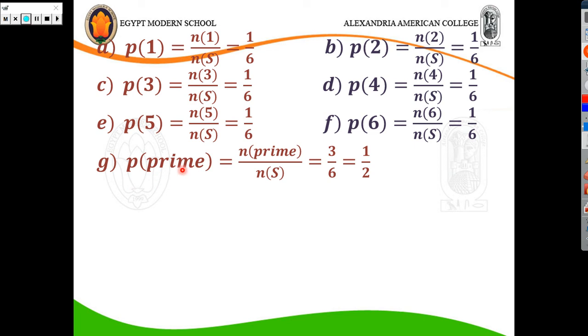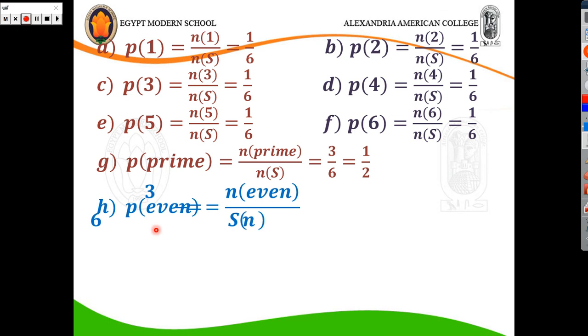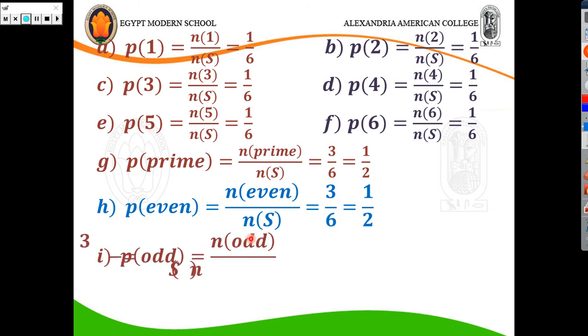Now the probability of prime. Which numbers from 1 to 6 are prime? 2, 3, 5. We have 3 numbers, then 3 over 6 is half. Probability of even: how many even numbers from 1 to 6? 2, 4, 6. 3 numbers, then 3 over 6 equals half. Probability of odd: 1, 3, 5. 3 numbers also, then 3 over 6 equals 1 over 2.